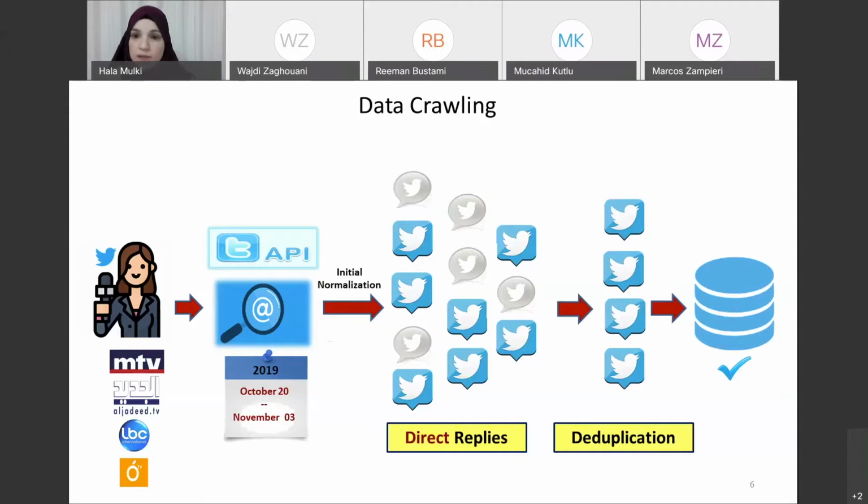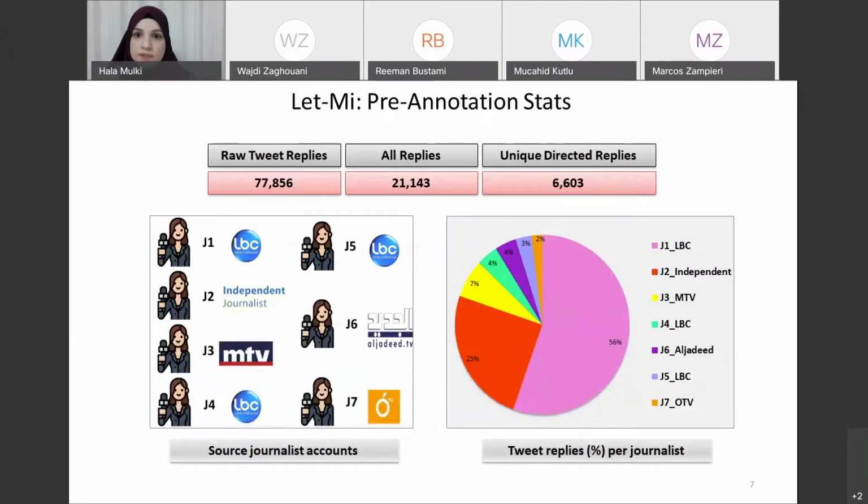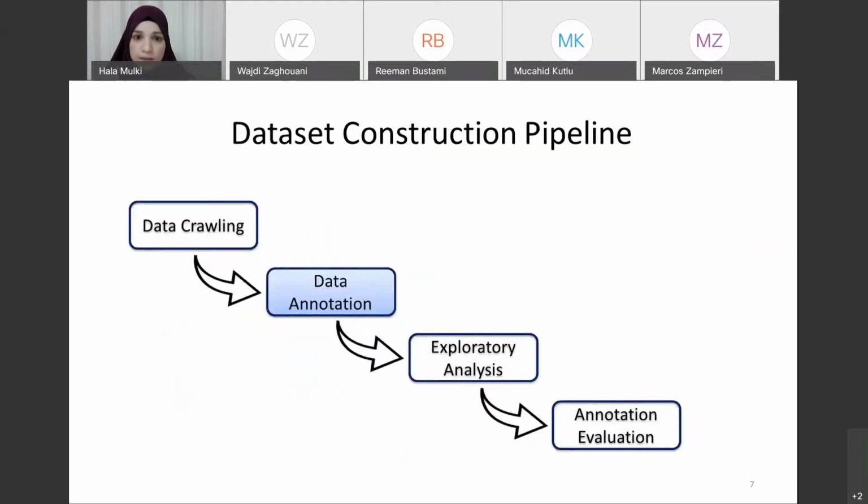Having the direct replies obtained, we did the deduplication and released what we can call the draft dataset, which is composed of 6,600 unique directed replies obtained from the timelines of 7 female journalists representing different Lebanese news agencies, each of which has its own agenda, of course. The distribution of tweet replies among the journalists can be observed according to the activity of each of them. The second phase was the data annotation.